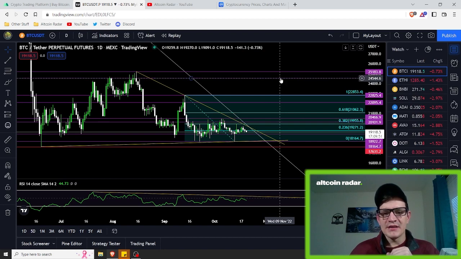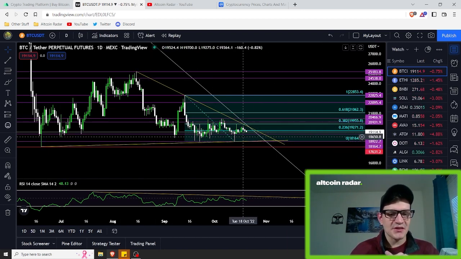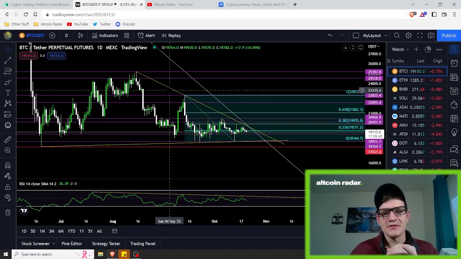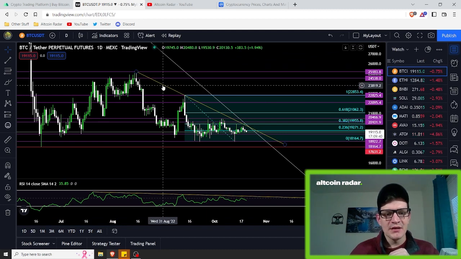So let me go ahead and get rid of these yellow lines. These yellow lines I've got here are the current descending triangle that we've got going on. Let me get rid of that just so it's out of the way.